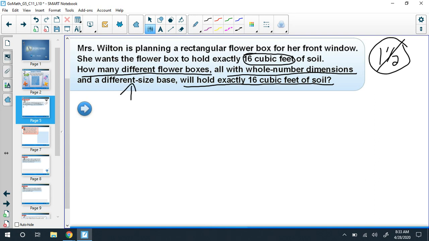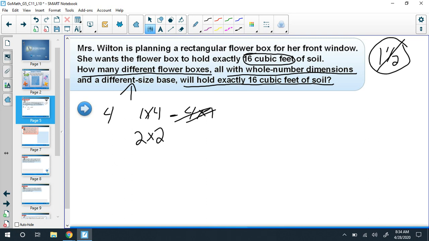Now, when we talk about different size bases for this lesson, what they are really referring to is not only a different size, but a different shape as well. So let's say that our base has an area of 4 square feet, right? It could be a 1 by 4, or it could also be a 2 by 2. So these are two different size bases. We would not say that a 4 by 1 is different than a 1 by 4 because really all we've done there is take a rectangular prism and rotate it around a little bit.